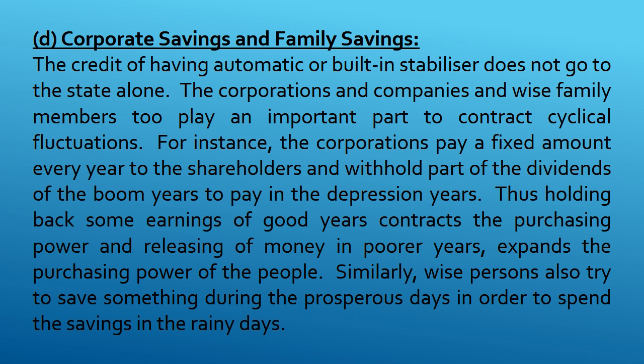The corporations and companies and wise family members too play an important part to contract cyclical fluctuations. For instance, the corporations pay a fixed amount every year to the shareholders and withhold part of the dividends of the boom years to pay in the depression years. Thus holding back some earnings of good years contracts the purchasing power, and releasing of money in poorer years expands the purchasing power of the people.